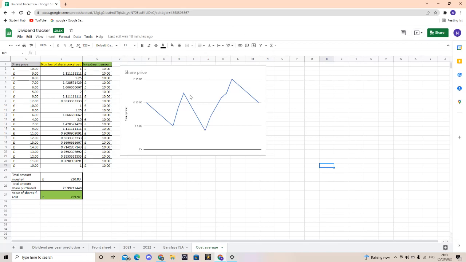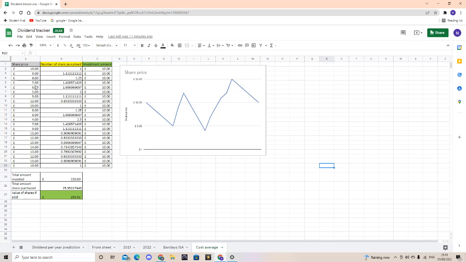I've got a little example set up for you here. At period number 1, the opening share price is £10. I invested £10, I got 1 share. The next period, the share price went down, which is often seen as a negative thing. But again, I invested £10, I got 1.1 shares. The next period, the share price went down again. Again, I still invested £10, and still bought more shares.